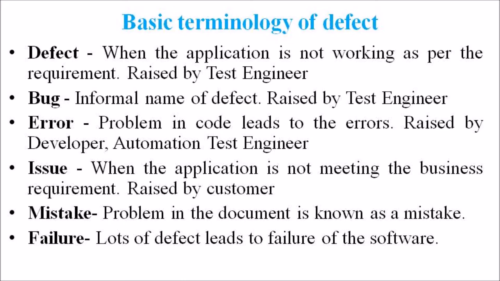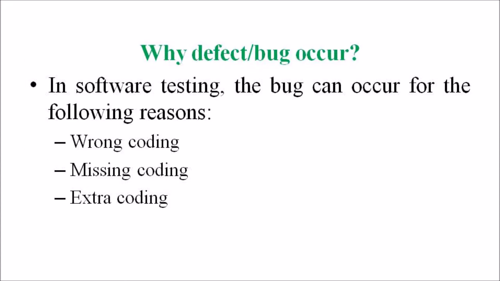As we all know, all the software is designed in order to simplify or make the working condition easier. In developing a particular software, the condition known as error, defect or bug may occur. So we have to identify why the particular bug or defect had occurred. In software testing, the bug can occur for the following reasons. Those reasons are wrong coding, missing coding or extra coding.